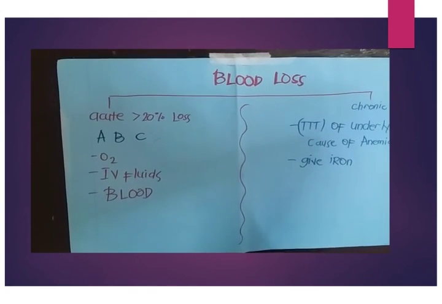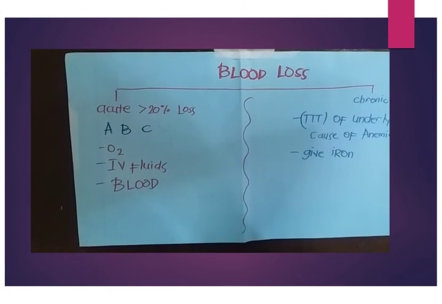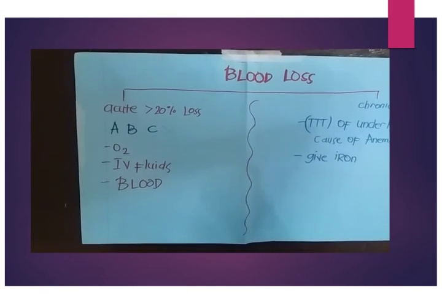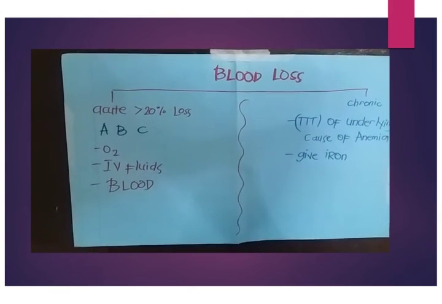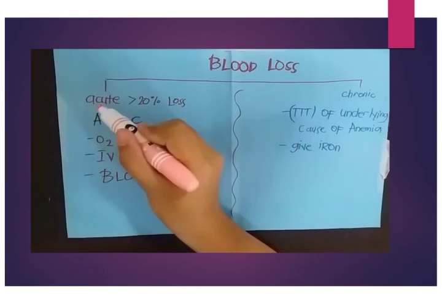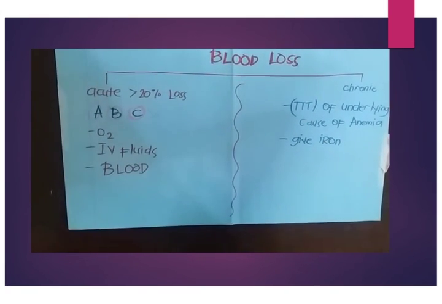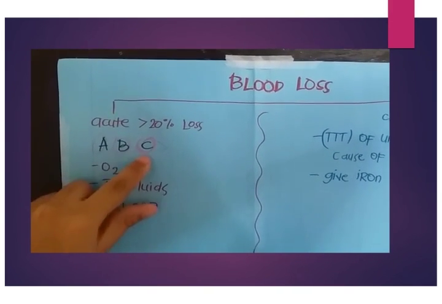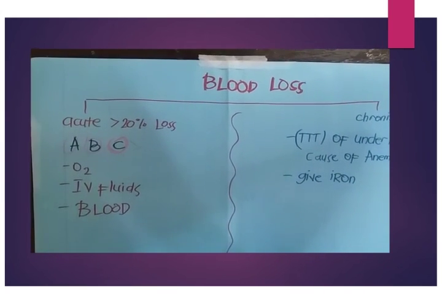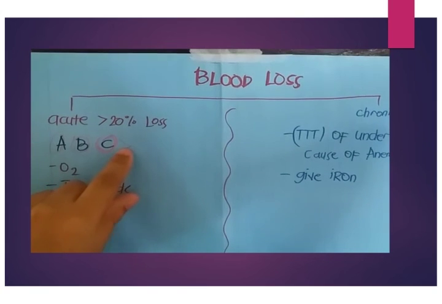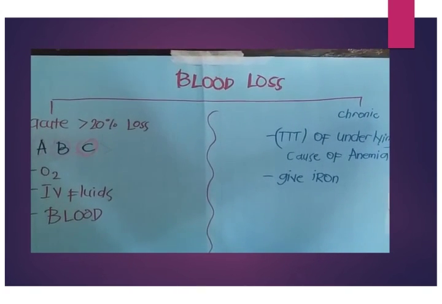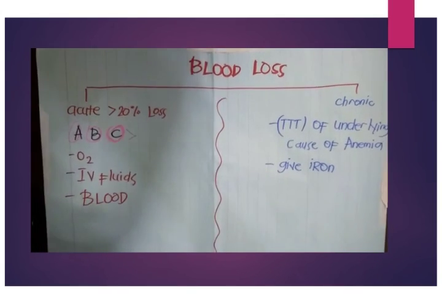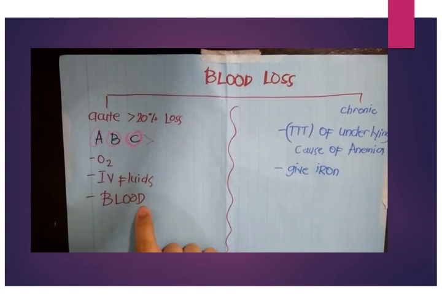But the big question is how to treat blood loss. This is a very complicated topic, but I will explain it in a simple and classic way. For acute blood loss, you just think of the letters A, B, and C, which stand for airway, breathing, and circulation. You have to make sure first that these three are okay. After that, you give oxygen, of course, IV fluid, and the main one is blood.